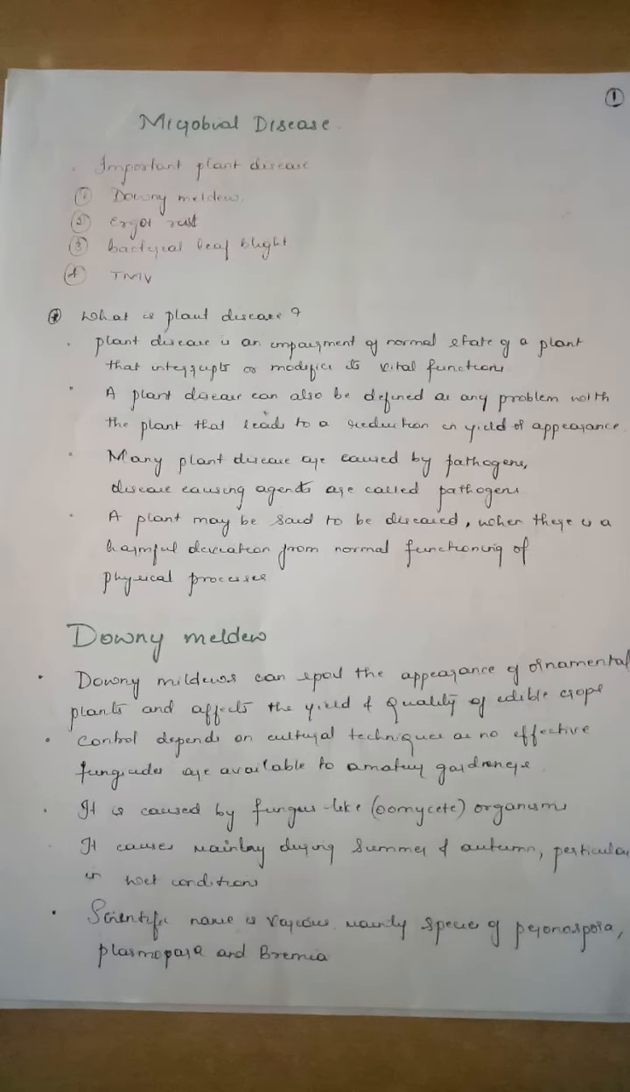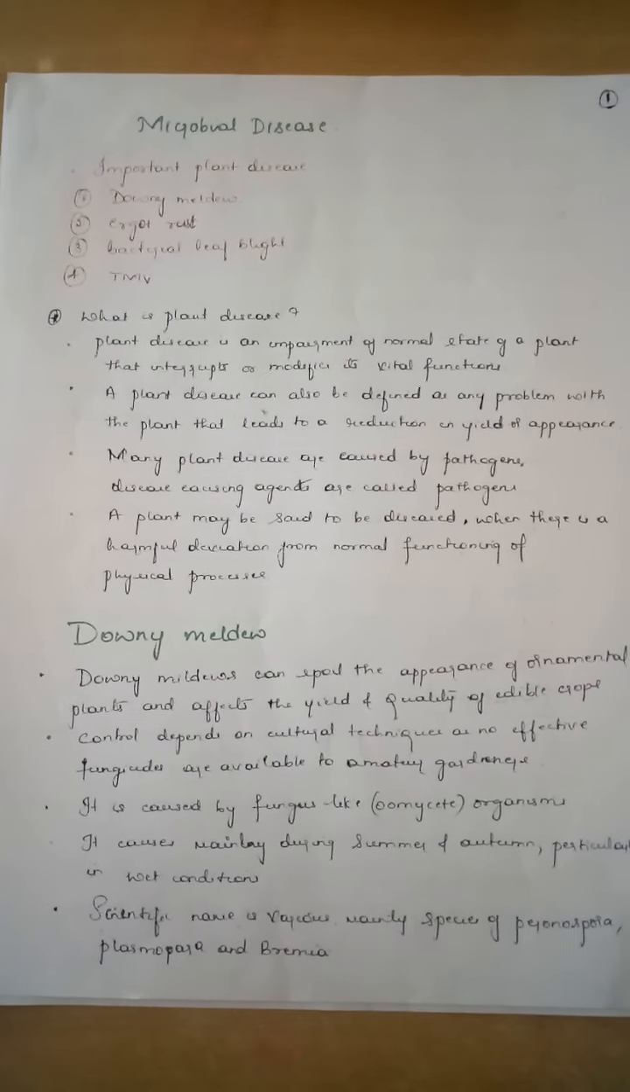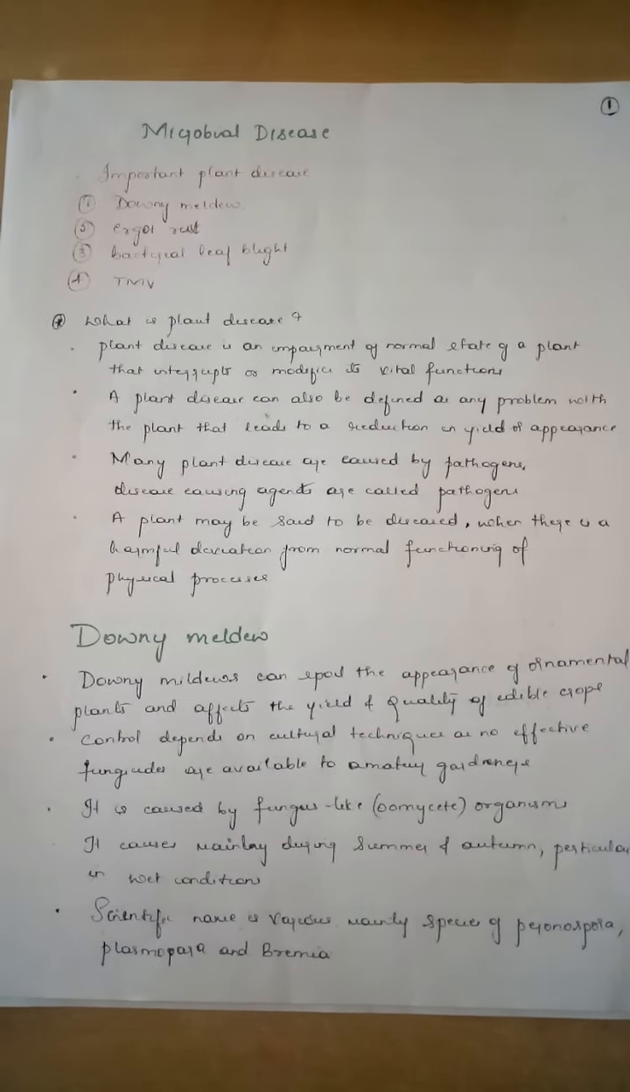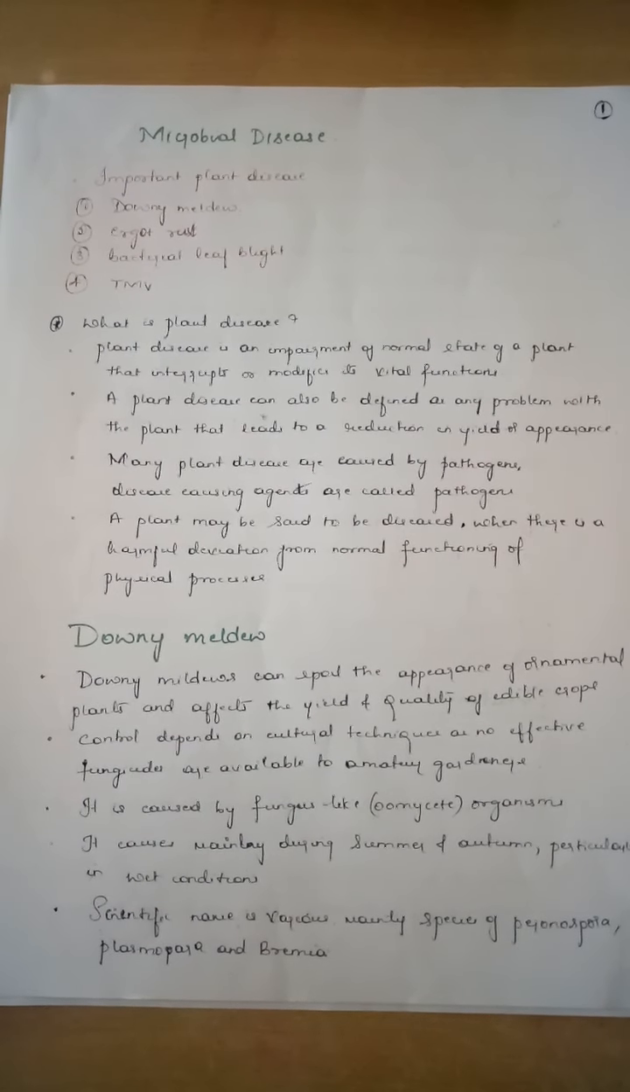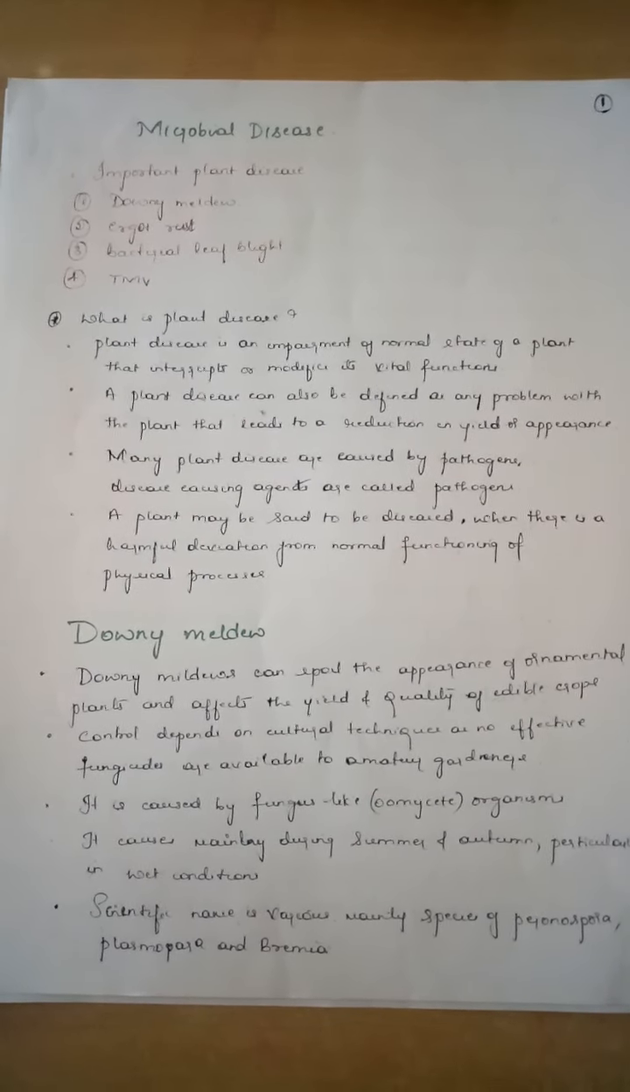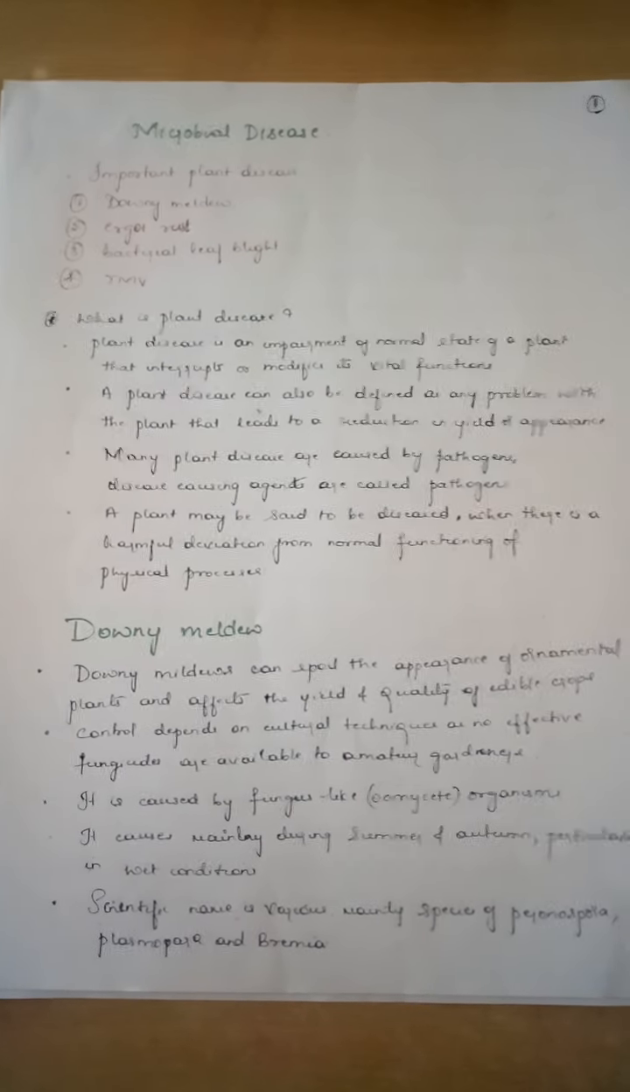Dear student, today's class we are learning about microbial diseases. The important plant diseases include downy mildew, ergot, rust, bacterial leaf blight and TMV, that is tobacco mosaic virus. So let us begin with plant diseases.